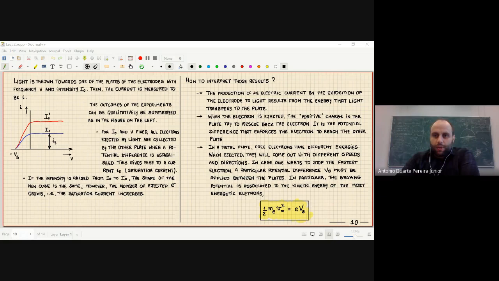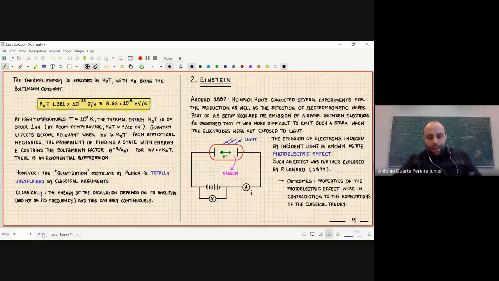So if I give a positive potential difference, I help the electron to go from one plate to the other. As soon as light can remove the electron from the first plate, the potential difference will help the electron to cross that gap and go to the second plate. But now I can also dial the potential difference to become negative. And when I do that, I create now a force that goes in the opposite direction and tries to pull back the electron to the first plate.